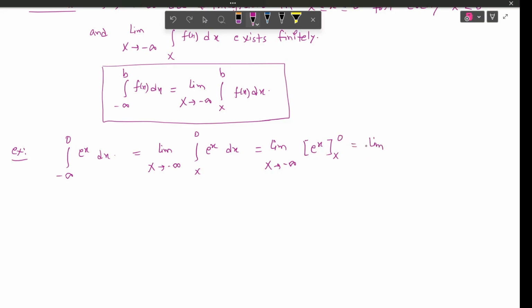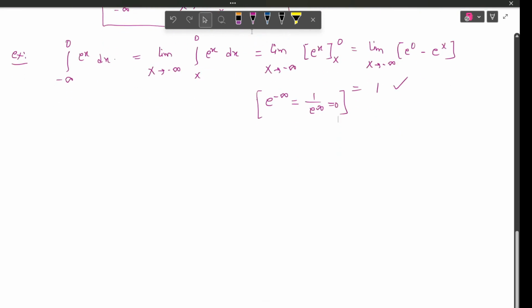So then it is the limit as X tends to minus infinity. If you put the upper limit, it will be e to the power 0, and if you put the lower limit, minus e to the power capital X. Anything to the power 0 is 1, so it will be 1, and this is e to the power minus infinity. So e to the power minus infinity means 1 by e to the power infinity. E is 2.414 and 2.414 to the power infinity means infinity. 1 by infinity is 0. So this value is 0, and our answer is 1. So I think you got the point.